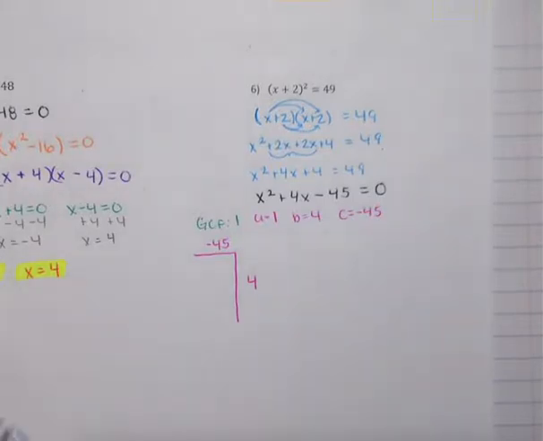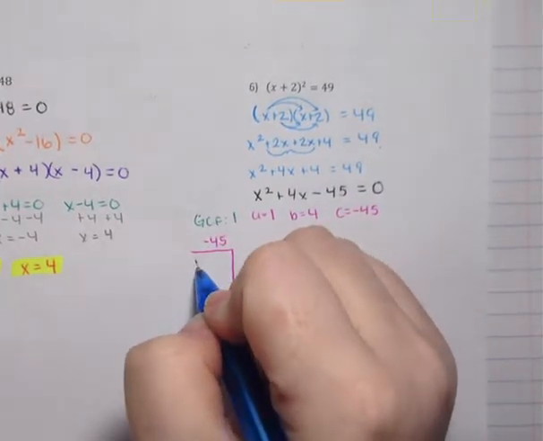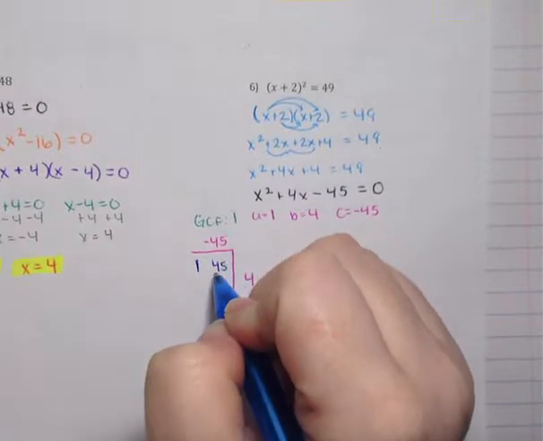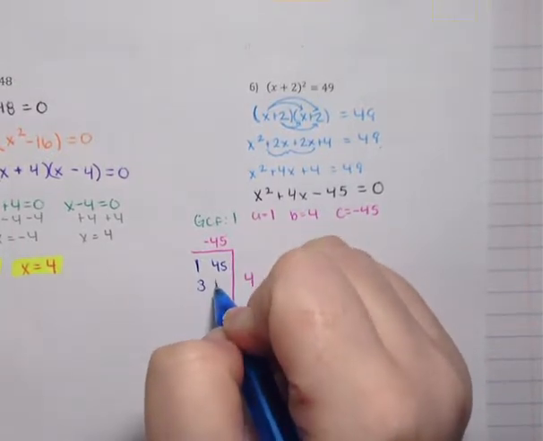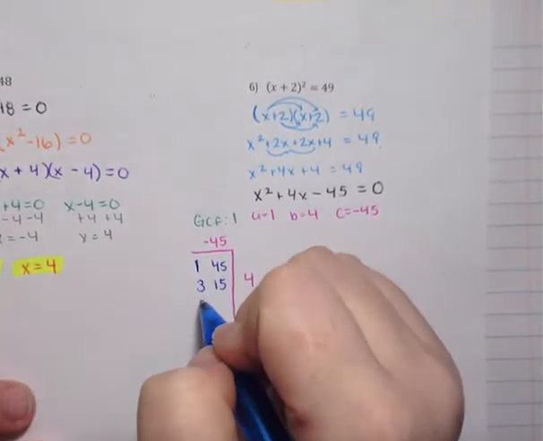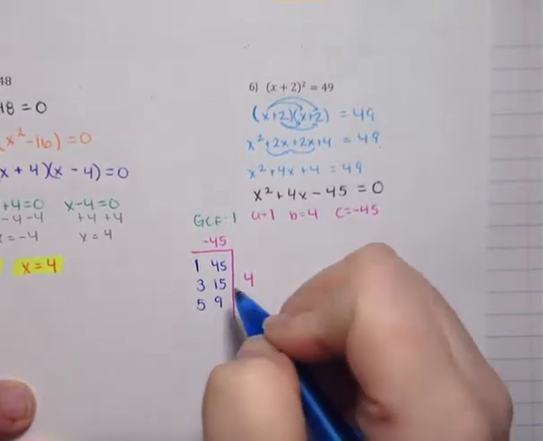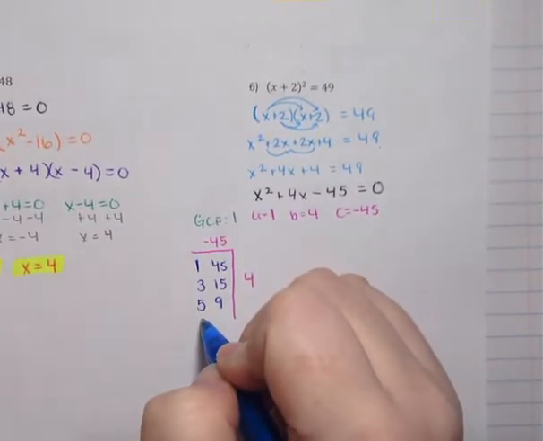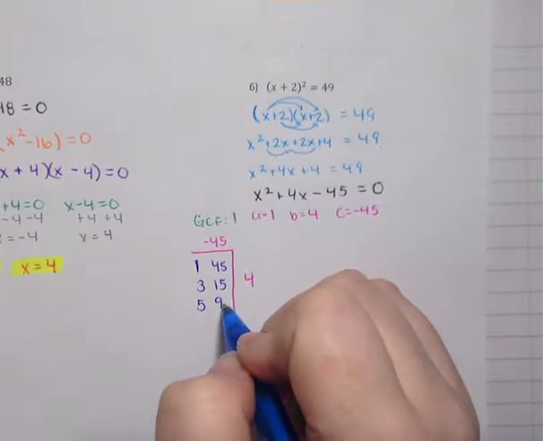List out what multiplies to 45, which is 1 and 45. 2 does not work. 3 times 15. 4 does not work. 5 times 9. 6 does not work. 7 does not work. 8 does not work. And 9 is just repeated.